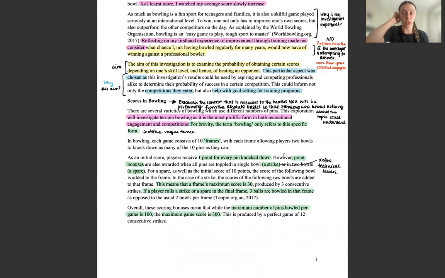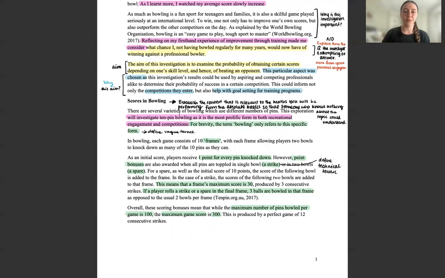Now, we can't jump into an investigation about bowling without me first explaining the basics of bowling, because you can't just assume that the marker, your teacher, but also the IB moderator, is going to know anything about the topic that you're talking about. And so you need to include the research and the information which is going to be necessary for them to understand the maths that you're doing later in your investigation.